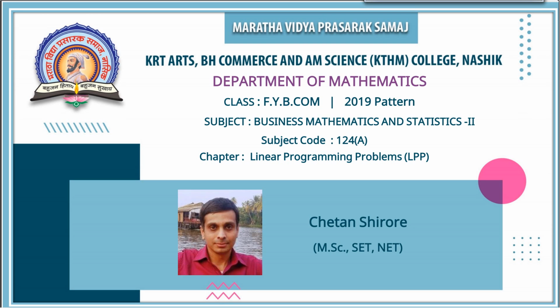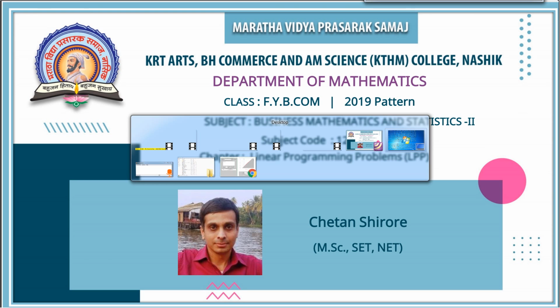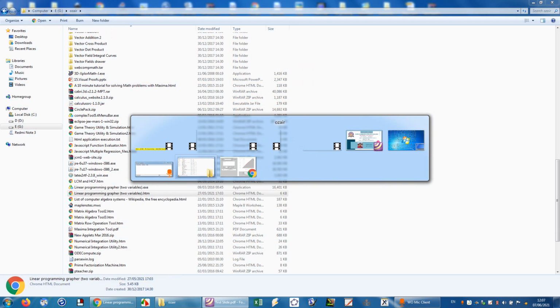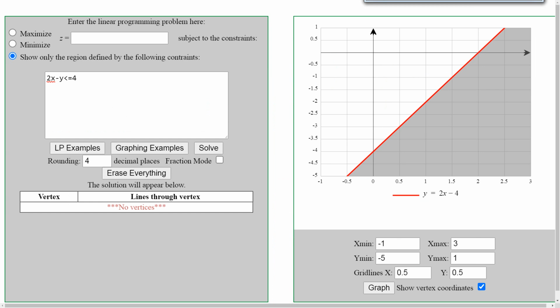Let us see plotting lines and determining feasible region for linear inequalities. Recall the equation of straight line. The equation of straight line is given by ax plus by is equal to c.